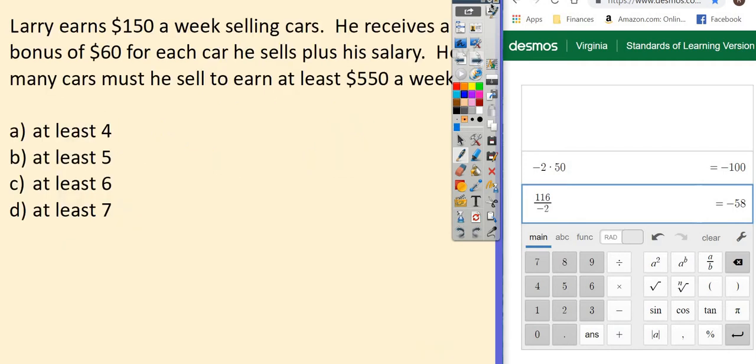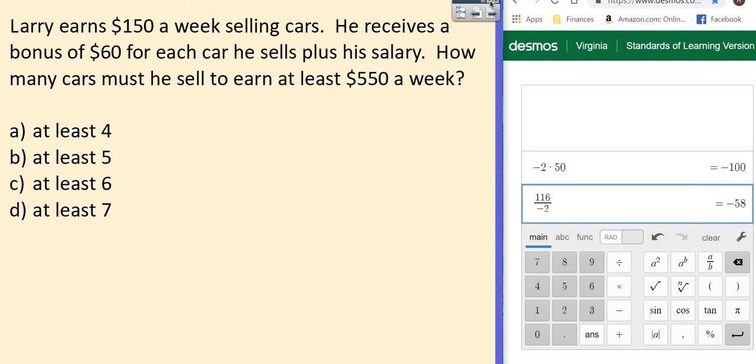This one I'm going to have to move this up so that I can actually read all the words. Hold on a second. All right, it says Larry earns $150 a week selling cars. So he earns that no matter what. So nothing changes about the 150. It's just sitting there by itself. Then he receives a bonus. So we're going to add his bonus. It says $60 for every car he sells. So let's call C the number of cars he sells.